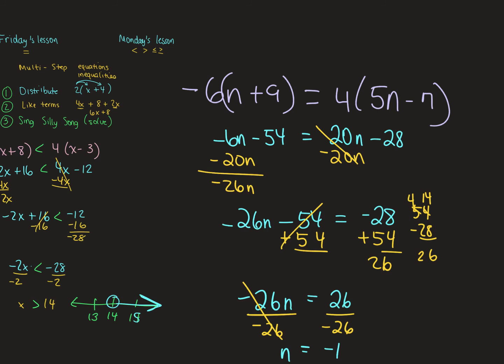Rewrite it in blue, add 54. I wasn't sure if you'd remember to reverse it, and we have to borrow, and we get a positive 26. So we really subtract, then think bigger, and say positive 26. Rewrite in blue. My last step is division. I end up with -1.